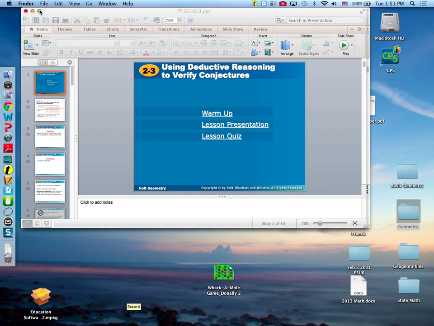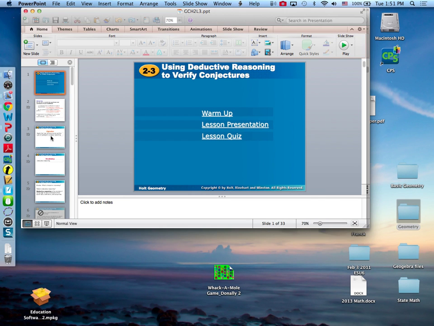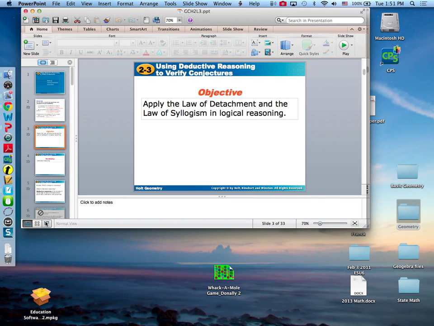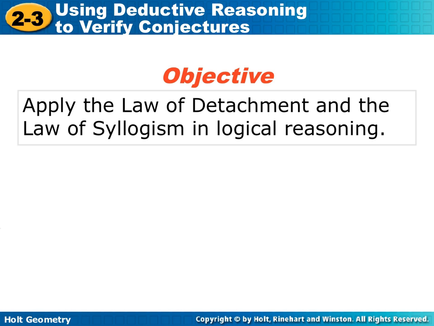So I need you first to go to section 2.3. We're going to be looking at a couple laws of logic. One's called the law of detachment, and the other is the law of syllogism. As we start putting these if-then statements together, there are certain patterns of thinking that are logical, and then there are other ones that are not logical.